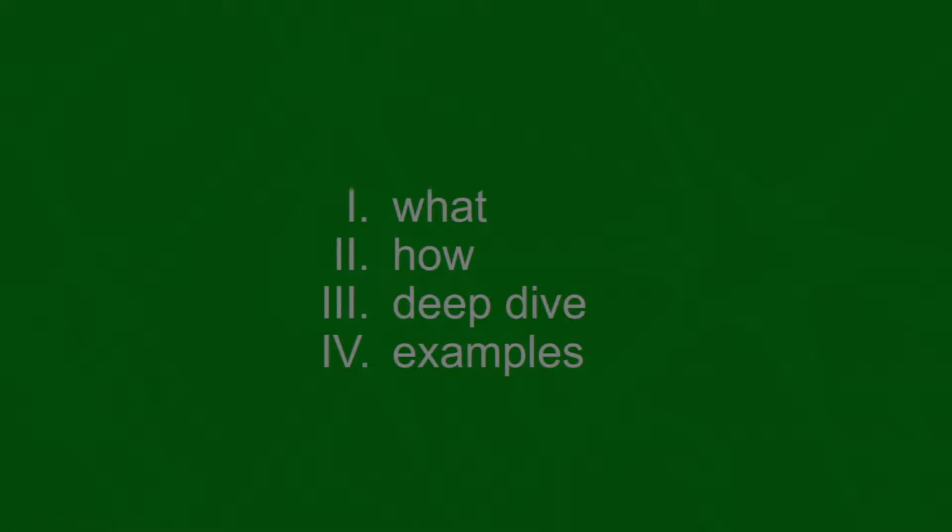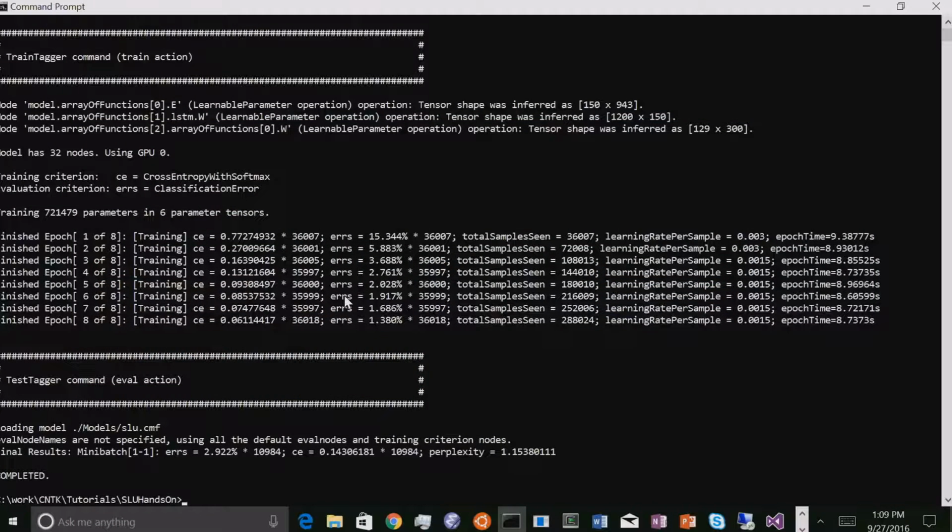OK, so let's see how this other guy is doing here. OK, so this one has finished. In this case, I ran 8 epochs. So the training error rate got down to 1.4%. And the test error rate is 2.9. So that's for this very simple model that we're training, actually not bad on this task.